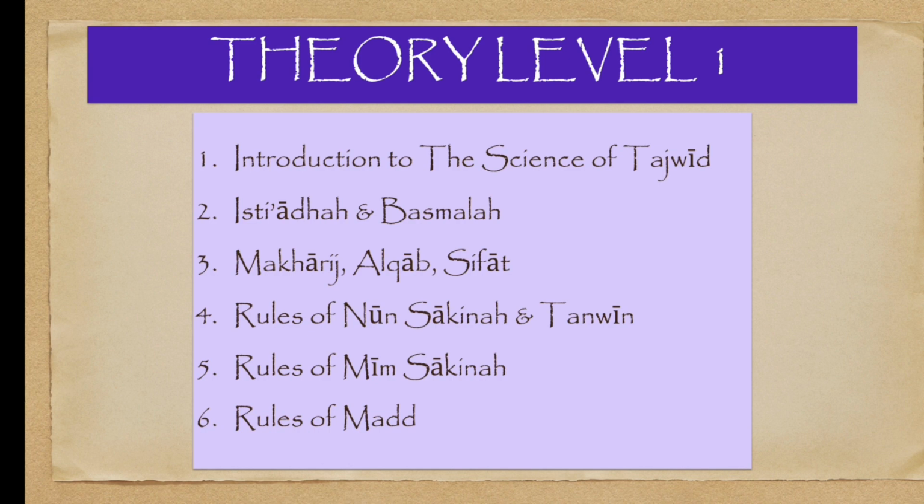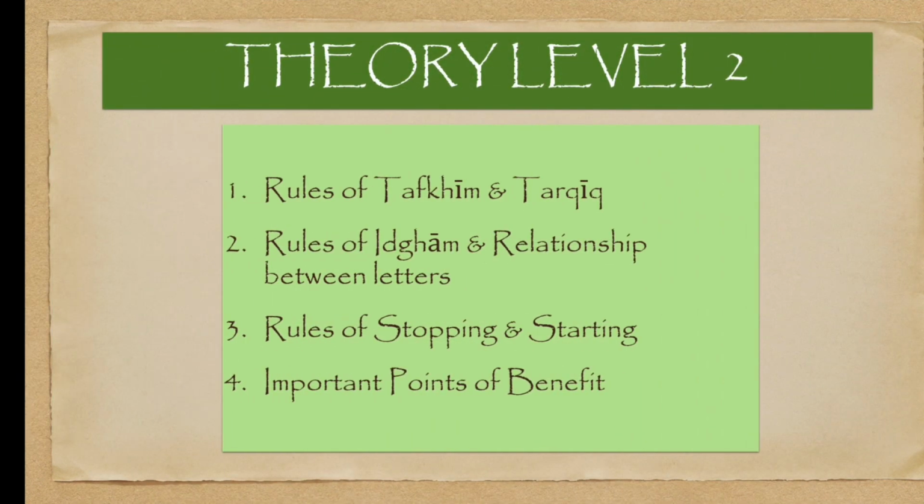And that's for theory level 2. Then we shall be covering, inshaAllah, rules of tafkhim and tarqiq, rules of idgham and relationship between letters. Number 3, rules of stopping and starting. And number 4, important points of benefit, which will be covering some important rules and advanced points and rules and certain words in the Quran that are recited in a different way.